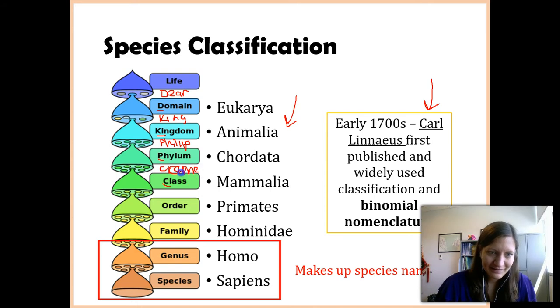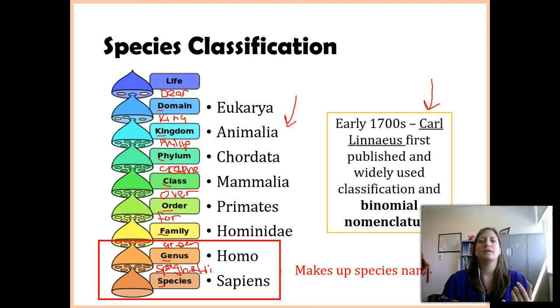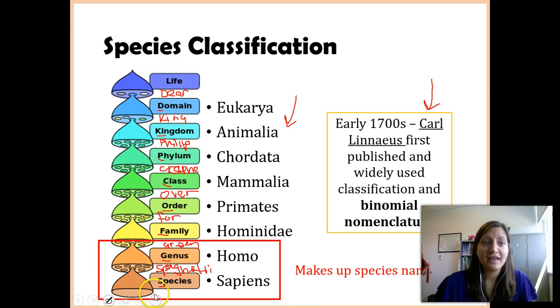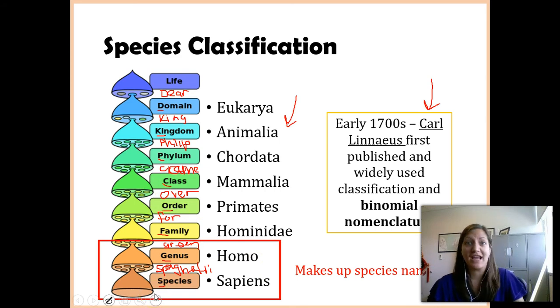C for came. O for over. F for for. G for green. And S for spaghetti. As you can tell, something made up in elementary school. But it's stuck, so I guess it worked. So essentially, if you can remember the saying, Dear King Philip came over for green spaghetti, that gives you the first letter. You got the D, K, P, C, O, F, G, S.